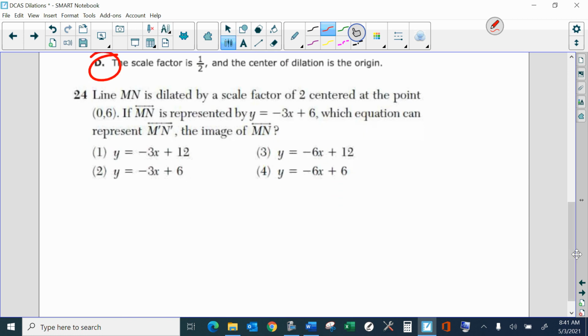Okay, here we have one centered at the point 0, 6 now. The first thing I'm checking is whether 0, 6 is on that line. Yes, it is. I plug in 0 there, I get 6, so Y is 6. So 0, 6 is on the line. Remember, anytime the center of dilation is on the line, the equation of the line is exactly the same. So y equals negative 3x plus 6 is my answer.